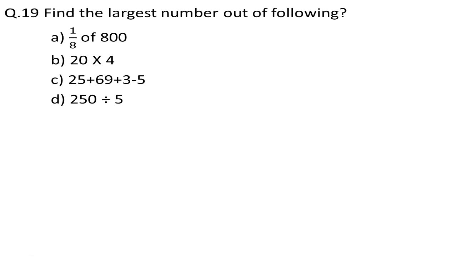Let's do some calculations, starting with option number A. 1/8 of 800, that is 800 divided by 8, we will get the option A value, that is 100. Then 20 into 4, 80. Then 25 plus 69 plus 3 minus 5, we will get 92. And 250 divided by 5, we will get 50. Now out of these values, A, B, C, D, which one is largest? Obviously, option number A, that is 100, is the largest value.